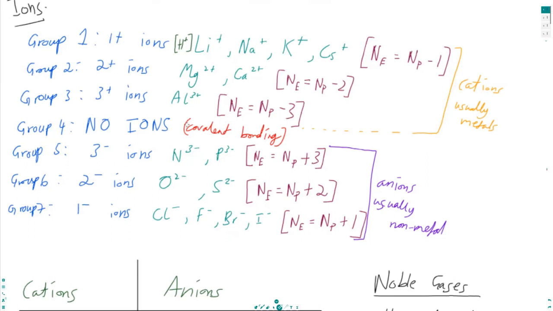But all the others in groups 1 to 3 and groups 5 to 7 can form ions. I don't know about the rest of group 4, but definitely carbon and silicon can't form ions.